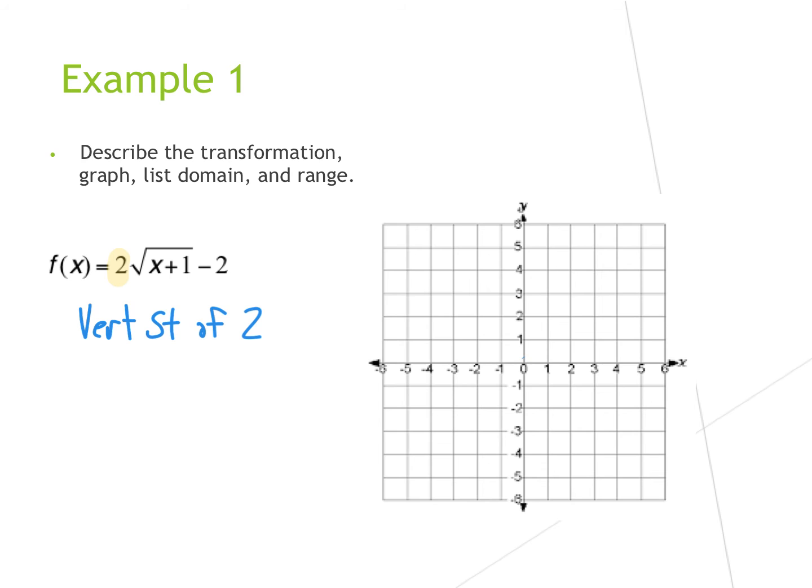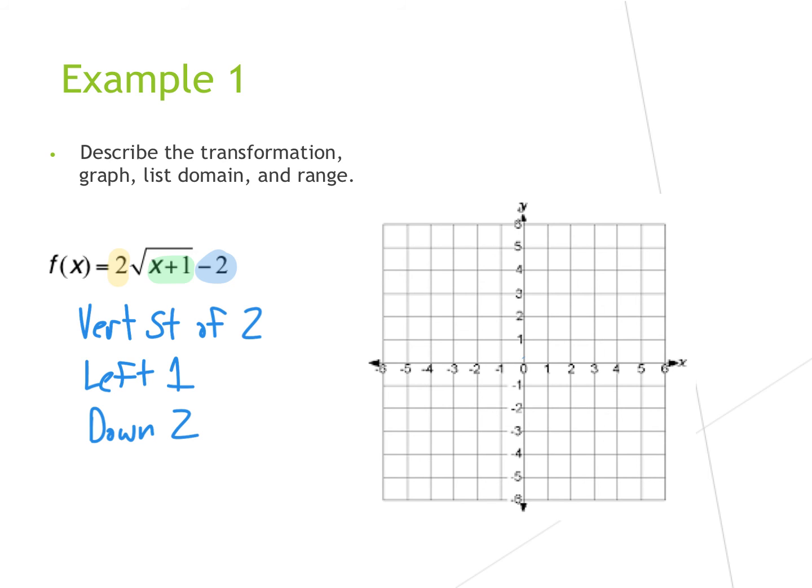All right, the next one here, that +1 on the inside, +1 moves it. It's a horizontal homie, it's inside the home, and plus moves to the left horizontally. So this will be left 1. And then the last one here, the -2 on the outside, vertical because it's a visitor, and minus is down, so down 2.